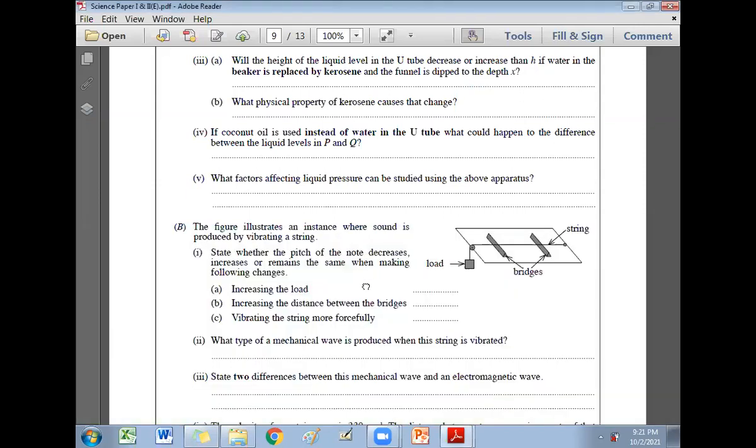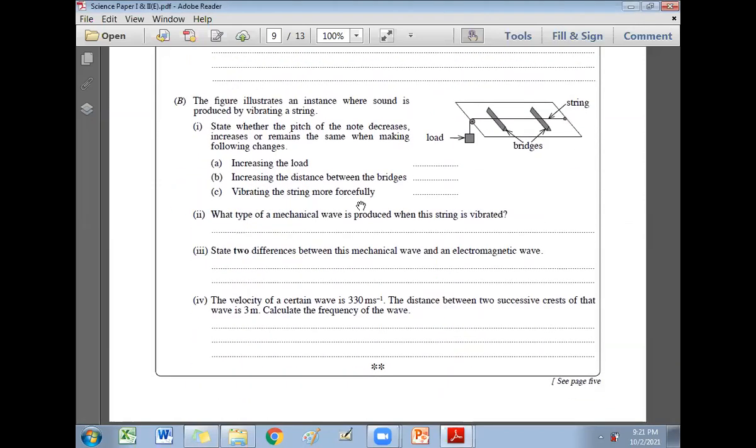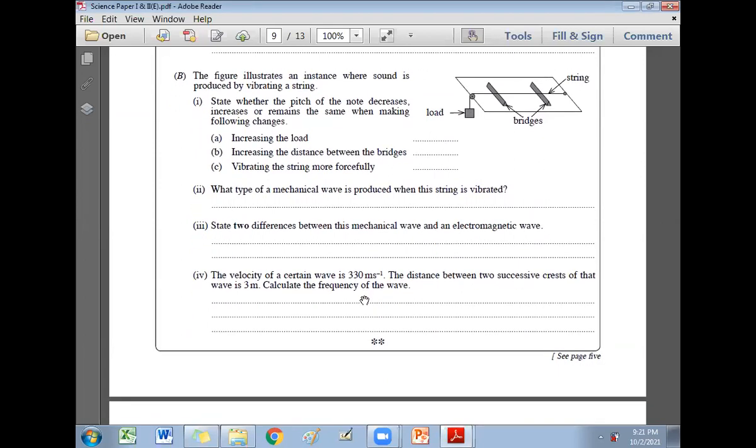Next, part B. When you look at this, you should be able to tell from which lesson they have asked this question. What is this? Unit 4, grade 11. Sound waves, transverse waves, longitudinal waves, musical instruments, tension, pitch, amplitude. That should come to your head when you look at part B.